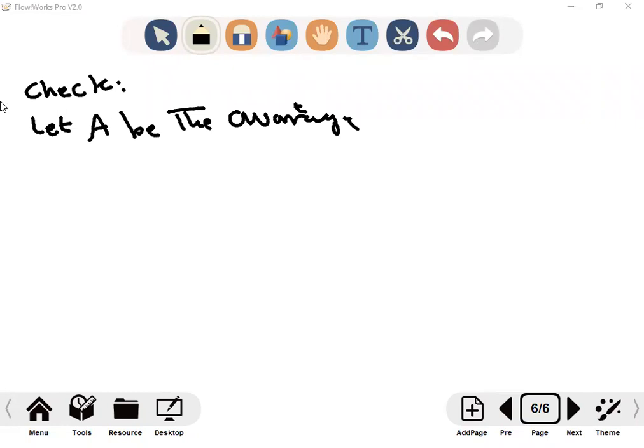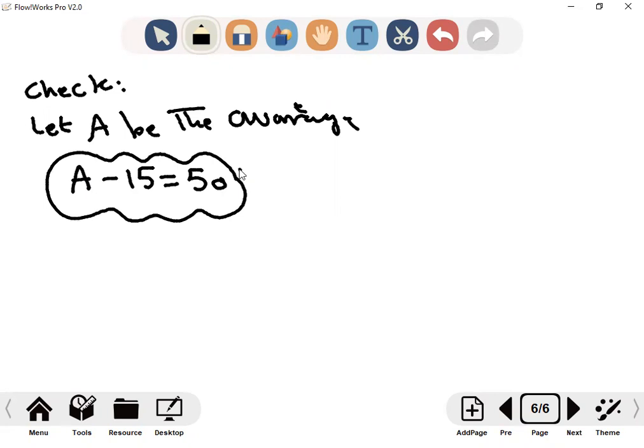So here the average, okay. Let A be the average. They said 15 less than the average is how much? The 50, right? So here A minus 15 equals what? 50. This is the equation. How do we solve it? Add positive 15 on both sides. It will be what? 65.